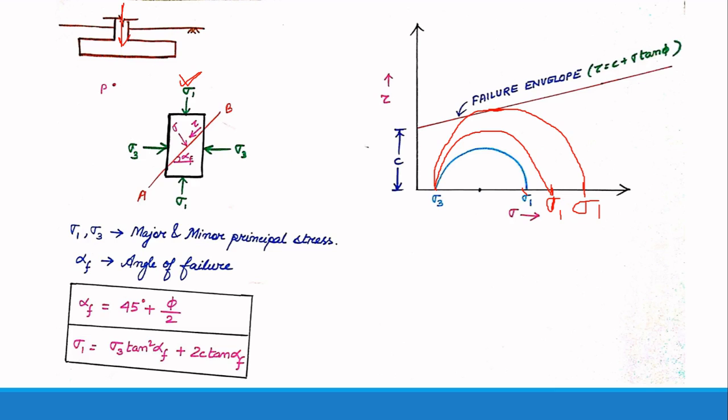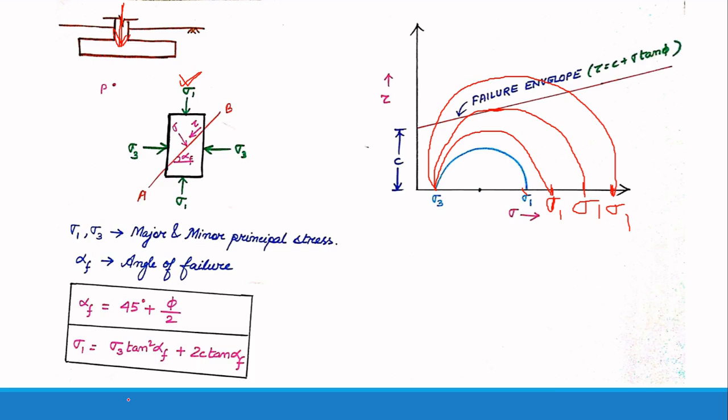Now let us assume that sigma 1 is further increased. So sigma 1 now goes to somewhere over here. If I try to draw the Mohr circle, it will be crossing the failure envelope and it will reach sigma 1. You can see that the Mohr circle has now crossed the failure envelope. This means that the shear stress acting on the soil is higher than the shear resistance of the soil, and as a result the soil will now fail because of shear.